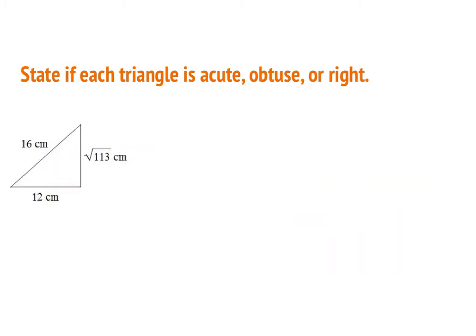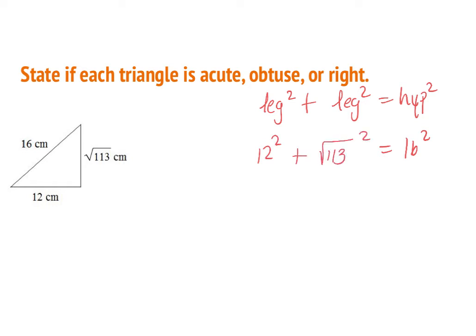So here's another example. Let's plug into our formula. So we have leg squared plus leg squared is equal to hypotenuse squared. And now we want to determine what is the bigger side. So the square root of 113 is equal to about 10 point something. So that means the 16 is the bigger side. So that will be my hypotenuse squared. So then my leg squared is 12 squared, and then square root of 113 squared.